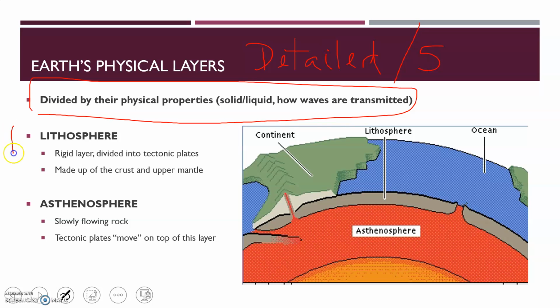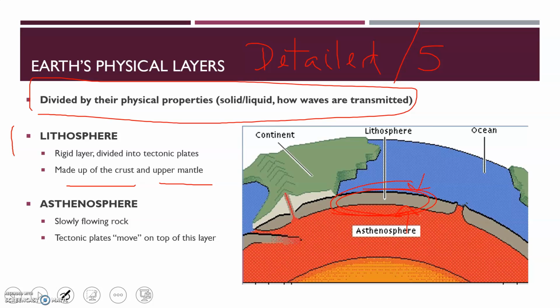So the first one is the lithosphere. The lithosphere is this layer right here. It appears kind of a brownish color. And technically it's a rigid layer that's part of the tectonic plate. It's actually the layer that has the plates divided up on it. Within this, it's going to contain the bottom of the crust and the very top of the mantle. So that's what this brown part is.